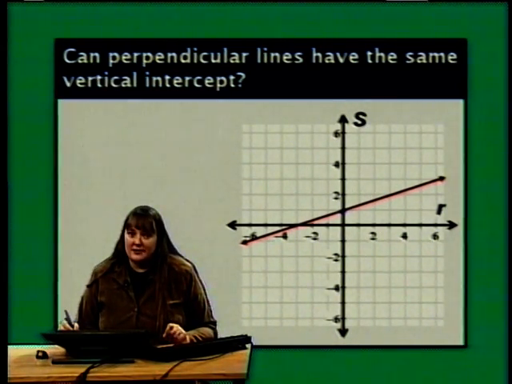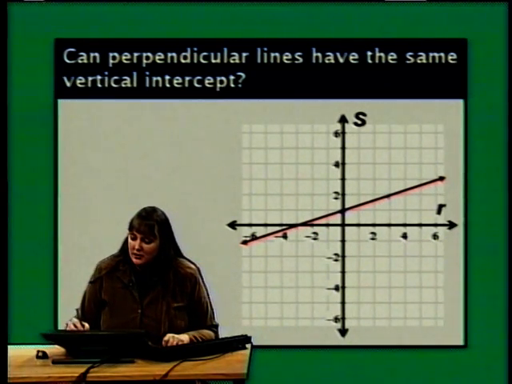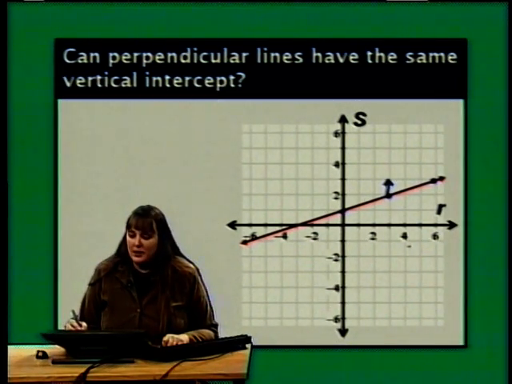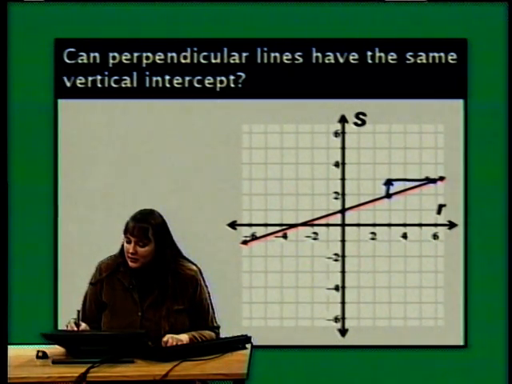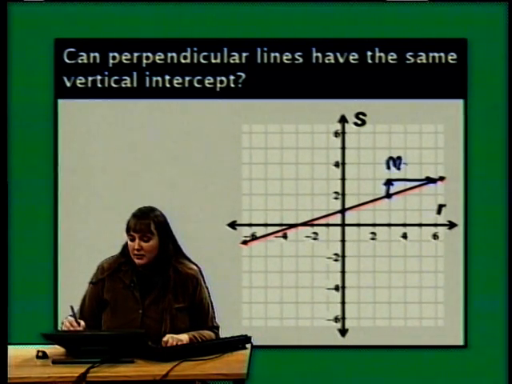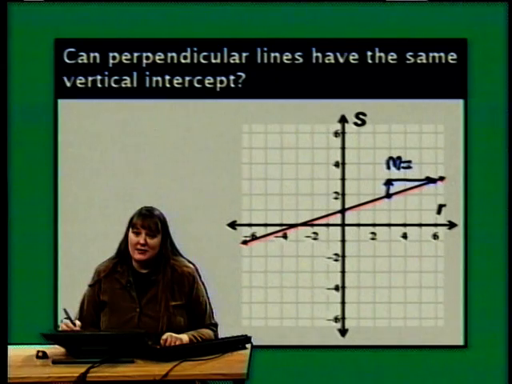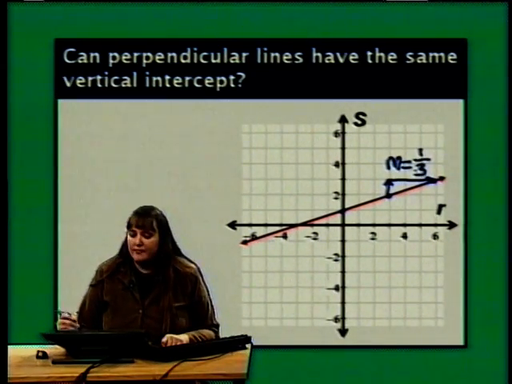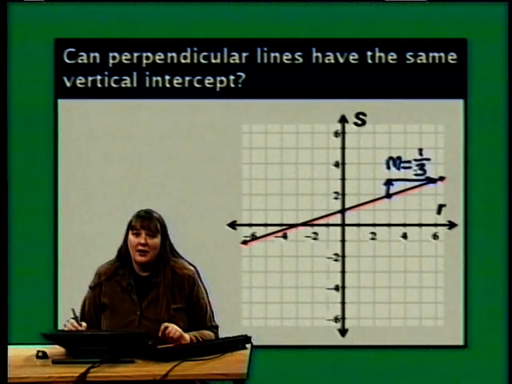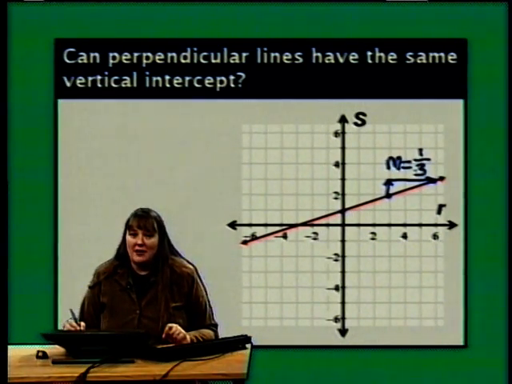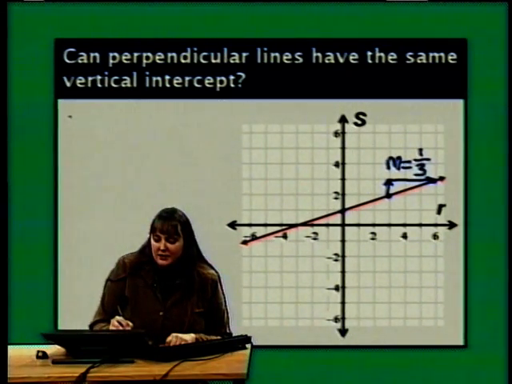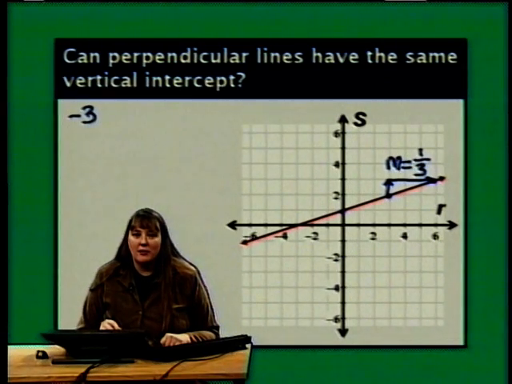So let's determine the slope of the line on the graph. Looking at a couple of points, it looks like I have a rise of 1 and a run of 3. So the slope of this line, rise over run, would be 1/3. The perpendicular line would have to have opposite reciprocal slope. The opposite of a positive number is going to be negative, so I know the perpendicular line is going to have a negative slope, and the reciprocal of 1/3 is 3. So the perpendicular line is going to have a slope of -3.